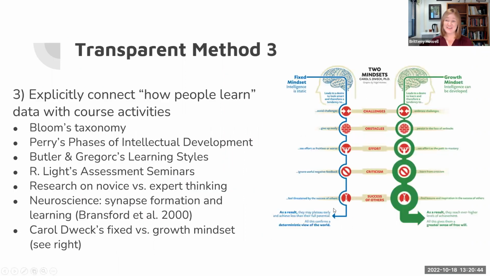Sorry. So the third method I want to talk about quickly is how to explicitly connect this information that we have about how people learn with your course activities. So we can offer research-based explanations about the concepts or the tasks that students often struggle to master in your discipline. Many faculty use Bloom's taxonomy, which includes competence in knowledge, comprehension, application, analysis, synthesis, and evaluation. But there may be more discipline-specific versions for your use.